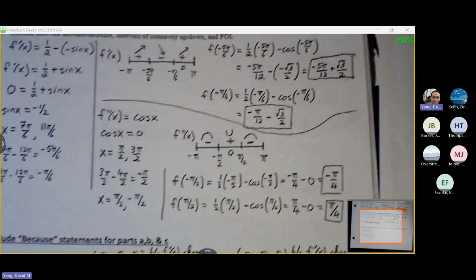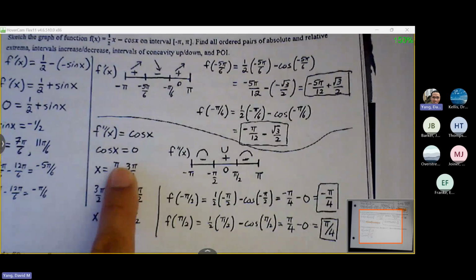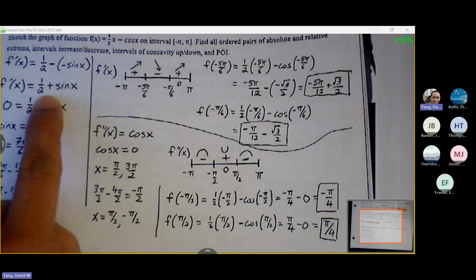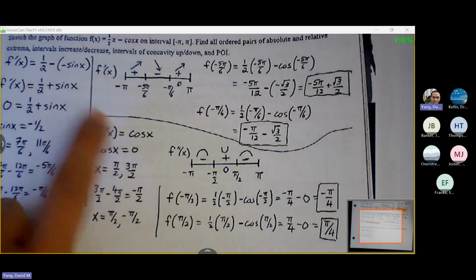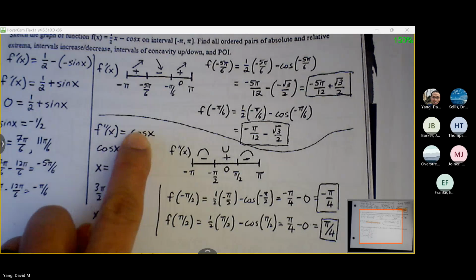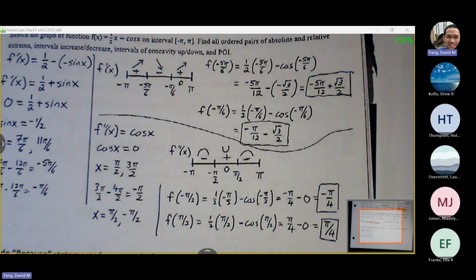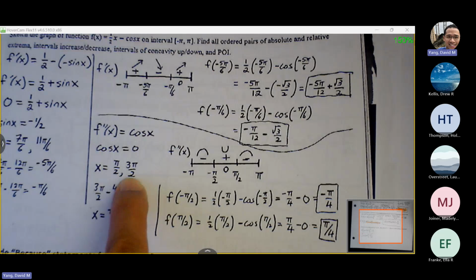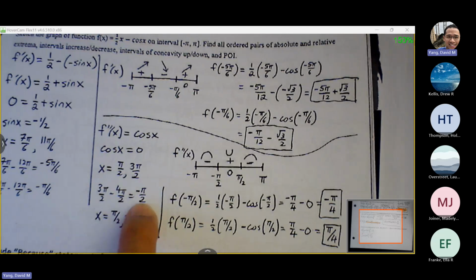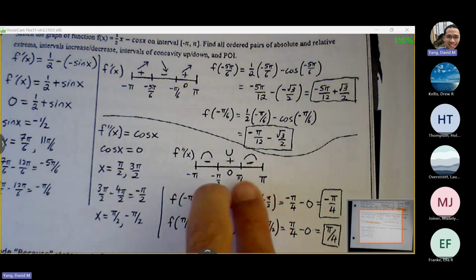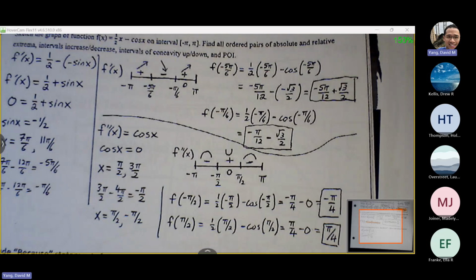Okay. From there, we'll repeat the process and move on to f double prime. So f prime is 1/2 plus sine x, so f double prime will just be cosine of x. We find our critical points at the f double prime level, set cosine of x equal to 0. Normally, we would say pi over 2 and 3 pi over 2, but 3 pi over 2 doesn't quite land inside the interval. So if I subtract 2 pi to see if anything fits, we get negative pi over 2. So our candidates are now negative pi over 2 and pi over 2.